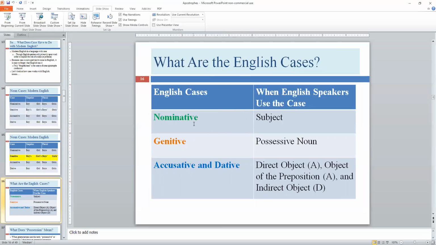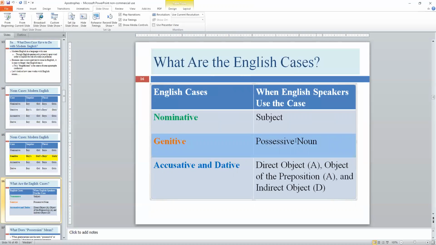Okay, so let's look at what the cases are. We have the nominative case, which is the subject of the sentence. We have the genitive case, which is the possessive form. Genitive and possessive from a grammatical standpoint mean the same thing. Then I've lumped the accusative and dative cases together. You could also include the ablative case here if you want to, but we're just going to focus on these two. If it's a direct object, it's the accusative case. If it's an object of a preposition, it's accusative. If it's an indirect object, it's dative. You don't need to know any of this stuff. You just need to know really the genitive case and the possessive noun, because again, the form of nouns doesn't change based upon whether it's accusative or dative.